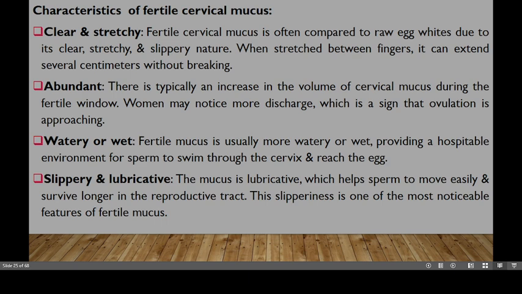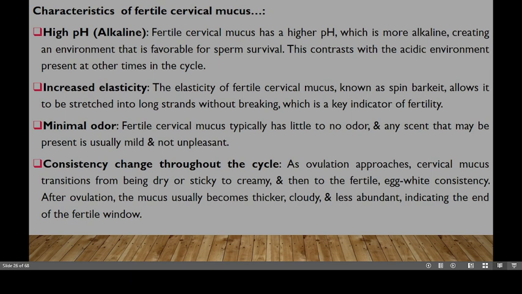There is typically an increase in the volume of cervical mucus during the fertile period, right? So women may notice more discharge, which is a sign that ovulation is approaching. Fertile mucus is usually more watery and wet, providing a hospitable environment for sperm to swim through the cervix and reach the egg. The mucus is lubricative, which helps the sperm to move easily and survive longer in the reproductive tract. This slipperiness is one of the most noticeable features of fertile mucus.